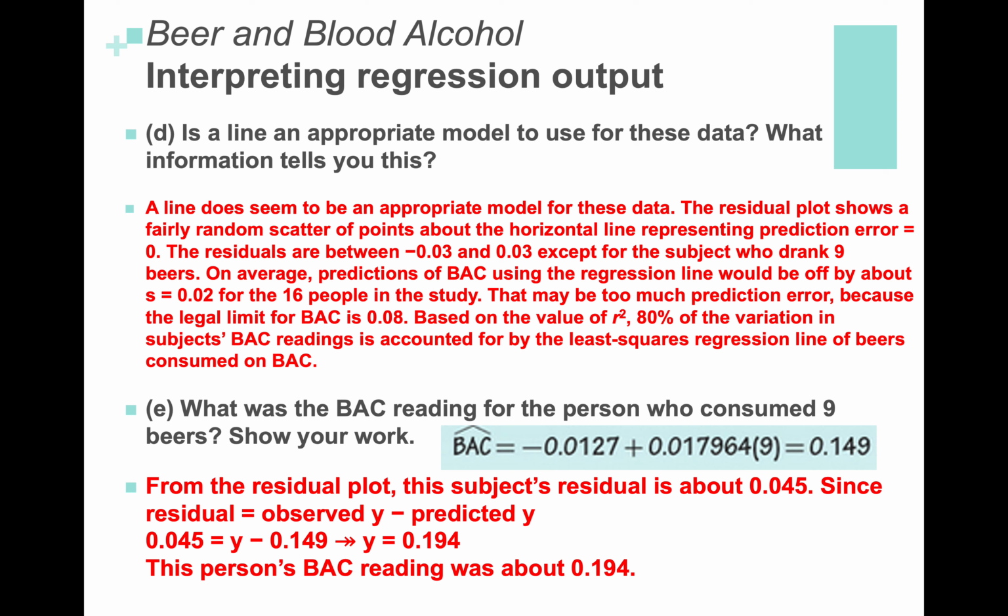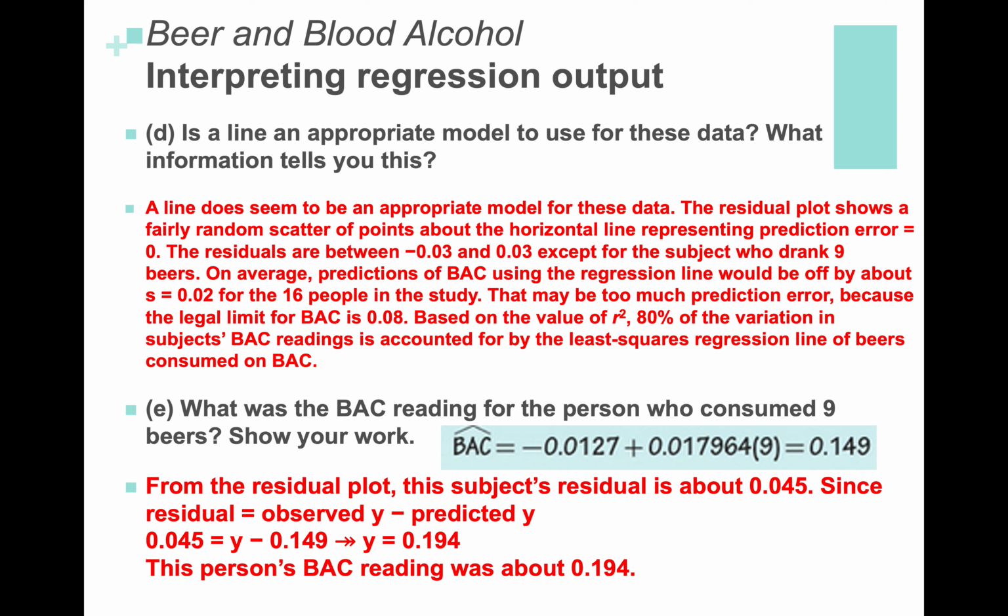But we can figure that out because we know the residual: the residual is the observed, which is what we're looking for, minus the predicted. Since we can get the residual from the residual plot, we can get the predicted from the actual equation we were given. That's what we did up here in this blue spot. We can then plug those two in, which you see right here, and solve for the observed y. So that's 0.194, which was a very, very large blood alcohol content.